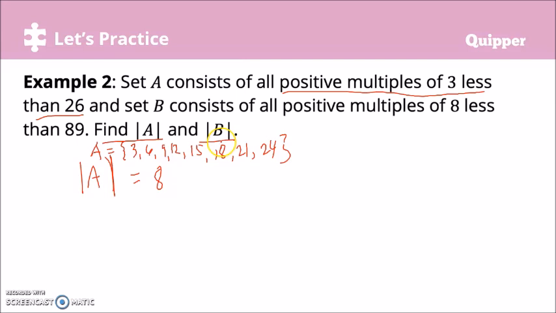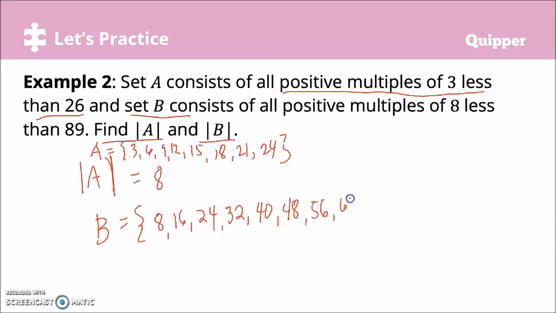What about the cardinality of B? B consists of all positive multiples of 8. So, yung B naman, positive multiples of 8 less than 89. What are the multiples of 8? So, that's 8, 16, 24, 32. Alright. Yung iba sa inyo, hindi memorize pa, no? It's time for you to memorize the multiples of 8. Sige, 32, 40, 48, 56, 64, 72, okay, less than 89, 72, 80, we have 88.